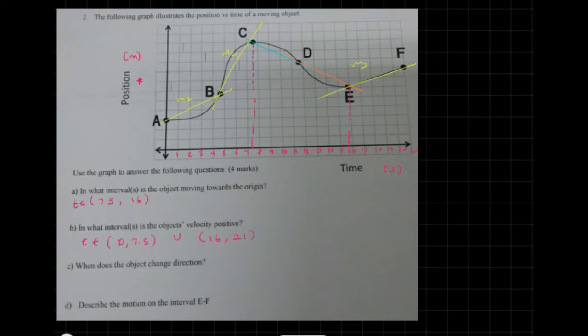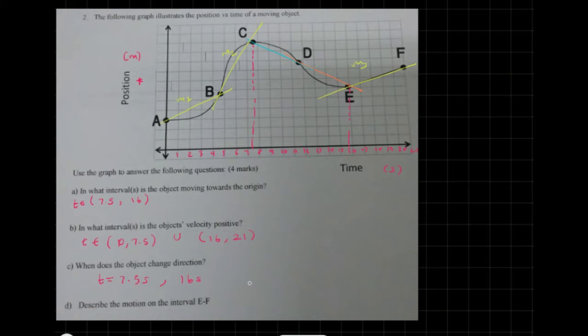When does the object change direction? Well, we can see a change in direction at point C as well as point E. So when t is equal to 7.5 seconds, it'll change directions from going away from the origin to going back towards the origin. Okay, so going from the positive direction back to the negative direction. And then at point E at 16 seconds, we can see that we change direction from D to E, which is going towards the origin, to away from the origin at E to F.